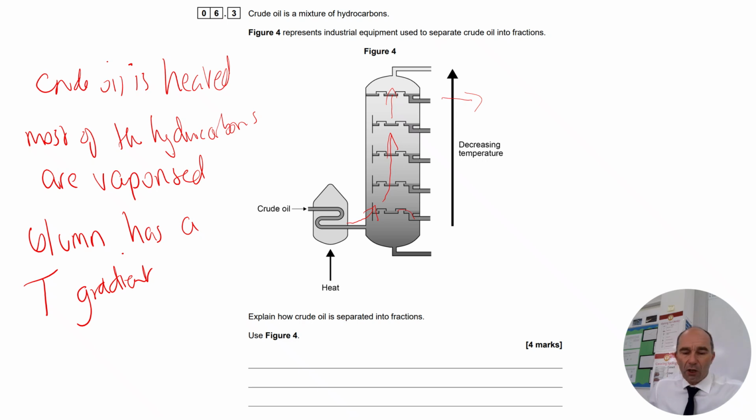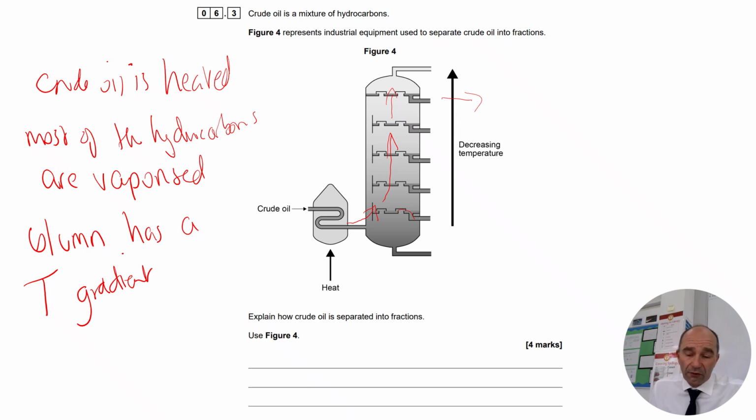So you're going to get a mark for talking about the heating of the crude oil, another mark for saying that you're vaporizing the hydrocarbons or turning them into gases. You need to make the point that you've got this temperature gradient throughout the fractionating column, and then just talk about the fact that as the different hydrocarbons rise up through the fractionating column, they condense at their particular boiling point, and that's where you get the 4 marks from.